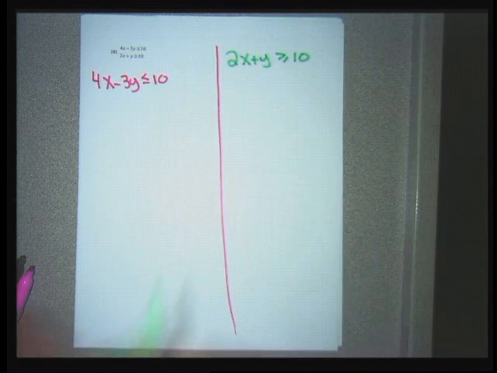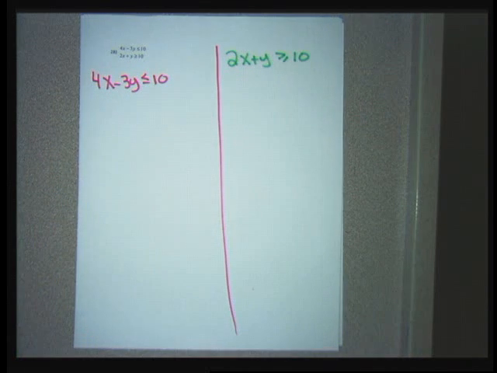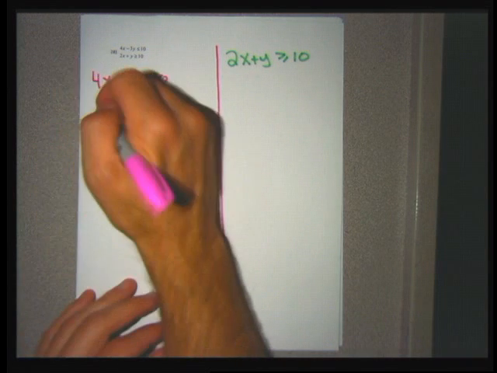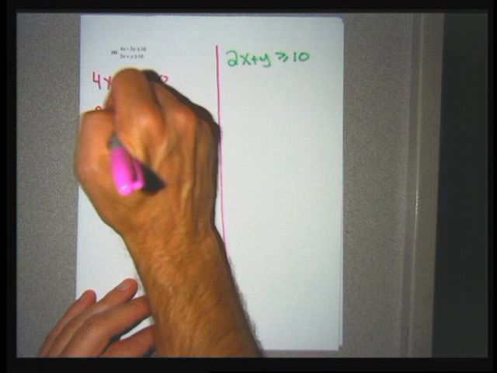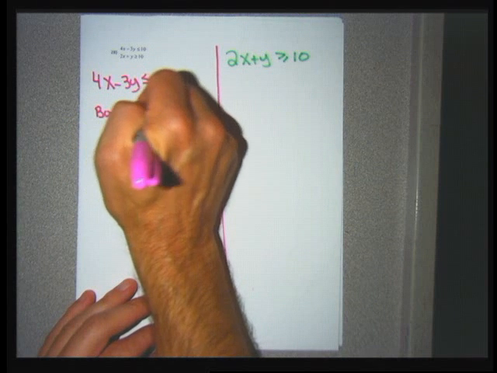And I'm going to do all the work on this page, and then I'm going to transfer all my work over to a graph. So specifically, I'm going to get the boundary line first, and it's going to be solid.